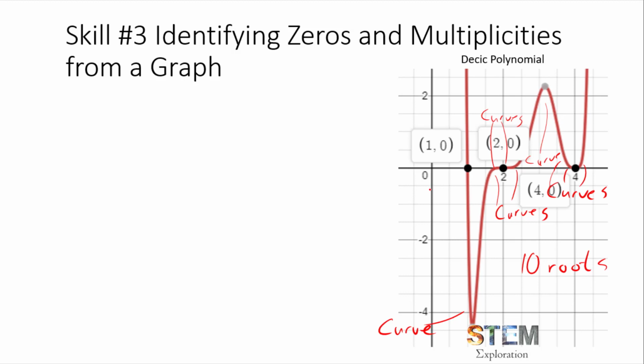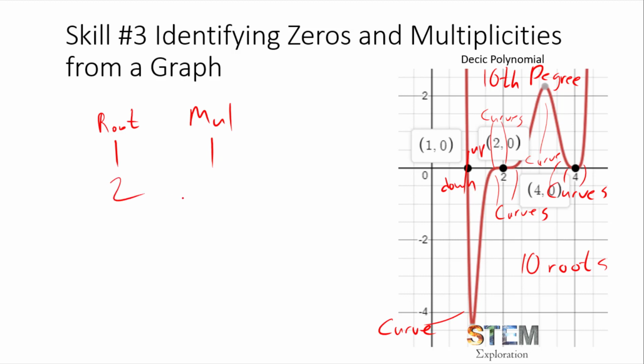So one thing I want to point out is that since this is a decic polynomial, this is a 10th degree polynomial. And I am worried about these curves if I'm worried about the overall power of the polynomial. But what I'm going to do here is I see that this is up and down behavior at the root of 1. So if I'm looking at the root of 1, very linear behavior, no curves present right next to the root. So the multiplicity of that root is 1.